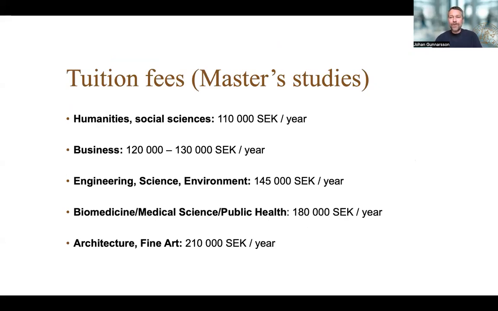Now, I understand if you don't know the conversion rate to the Swedish krona from your local currency right now, but I can tell you, just as a reference, that 10 Swedish krona is approximately $1 US. So 110,000 Swedish krona would be 11,000 US dollars. For business programs, it's 120 to 130,000 Swedish krona per year, so 12,000 to 13,000 US dollars. And here you can see on this list the approximate cost of the programs within different subject areas for the master's level. So these are the yearly tuition fee rates that we have.